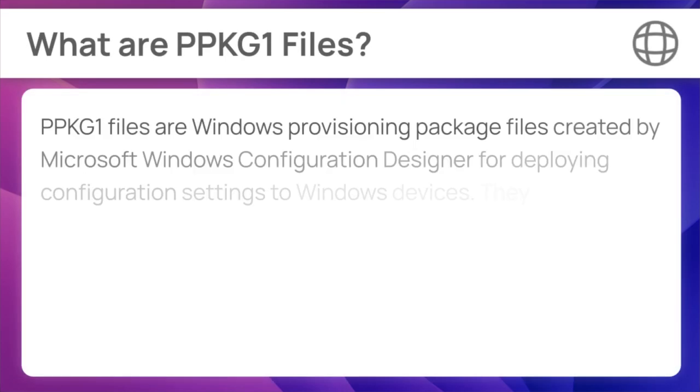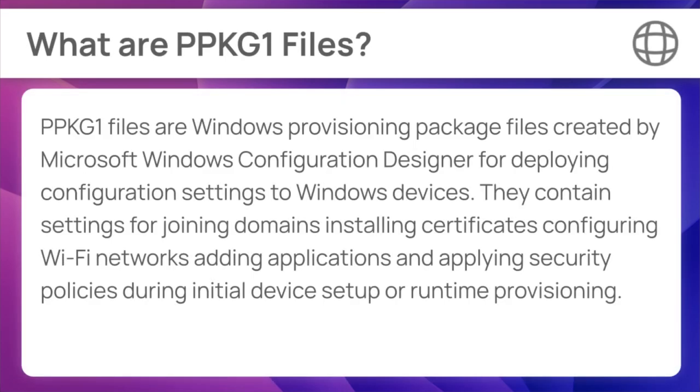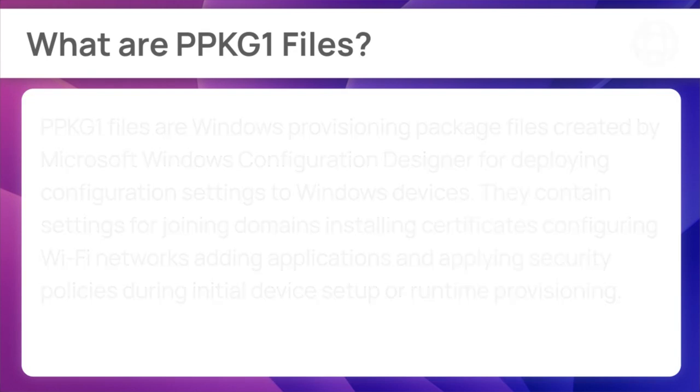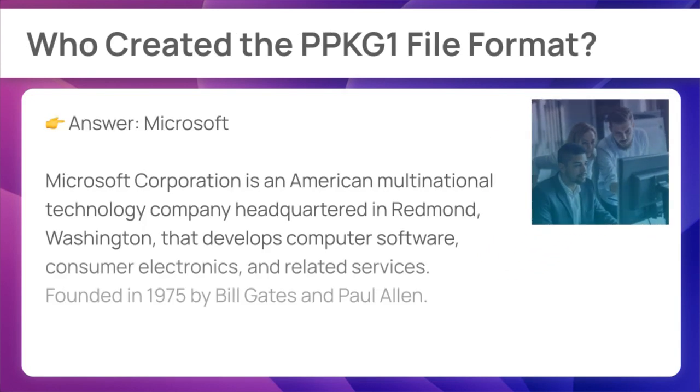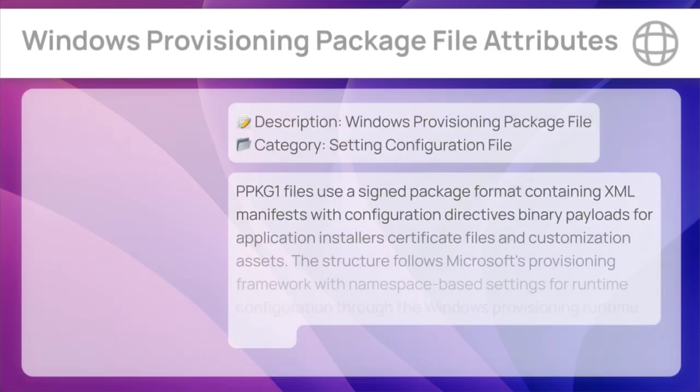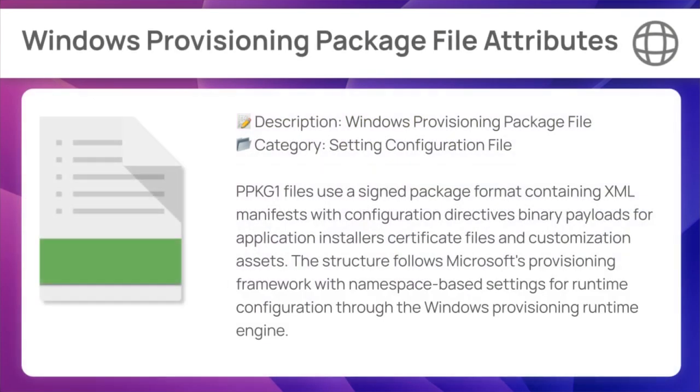PPKG1 files are Windows provisioning package files, created by Microsoft Windows Configuration Designer for deploying configuration settings to Windows devices. They contain settings for joining domains, installing certificates, configuring Wi-Fi networks, adding applications, and applying security policies during initial device setup or runtime provisioning. PPKG1 files use a signed package format containing XML manifests with configuration directives, binary payloads for application installers, certificate files, and customization assets.